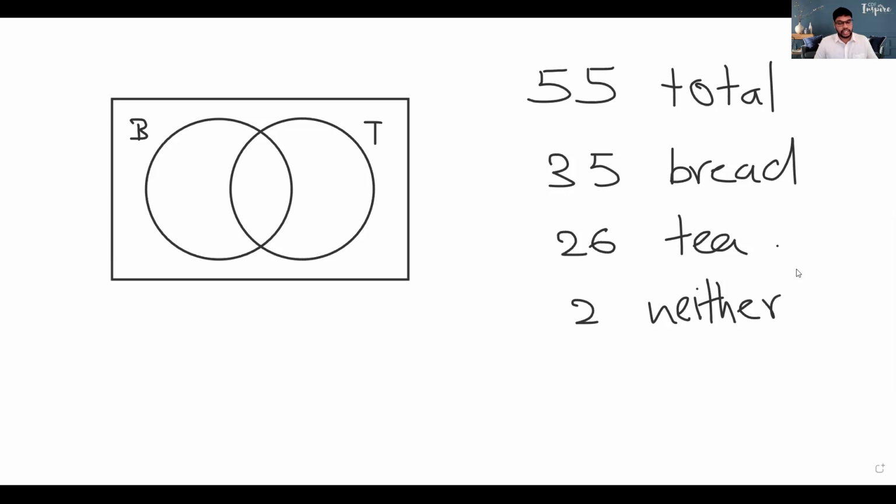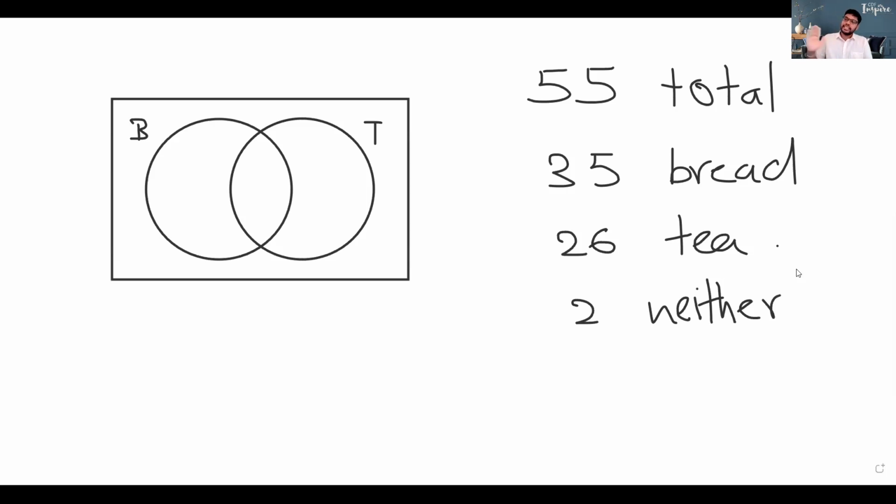Okay. Now I can see the problem. The problem is if you take 35 and 26 and 2, if you add them, you get 63. Right? If you take 35 plus 26 plus 2, you get 63. But the question says 55 people came to a restaurant for breakfast. Okay, now let's see what went wrong here.